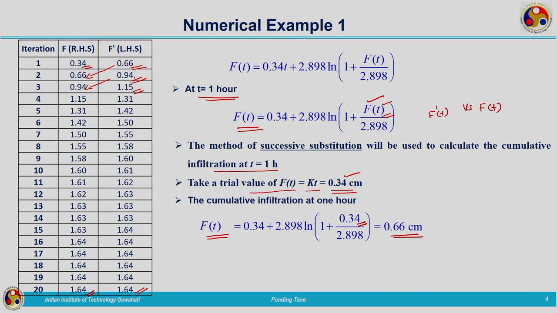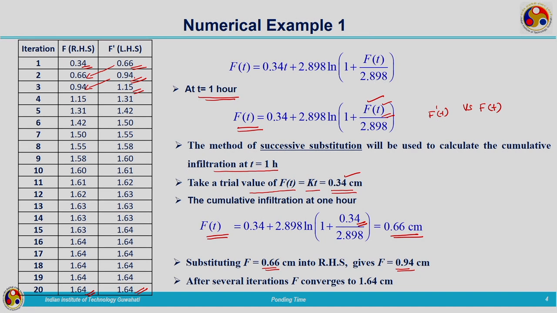So finally we got a match, with the value 1.64 centimeters. Substituting F equal to 0.66 centimeter gave F equal to 0.94 centimeter, and then the process is repeated. After several iterations, F converges to 1.64 centimeter, which is not changing. Even after 1.64 is substituted in the Green-Ampt equation on the right hand side, F dash calculated was 1.64. So this is our final cumulative infiltration. Capital F of t corresponding to 1 hour is 1.64 centimeters.